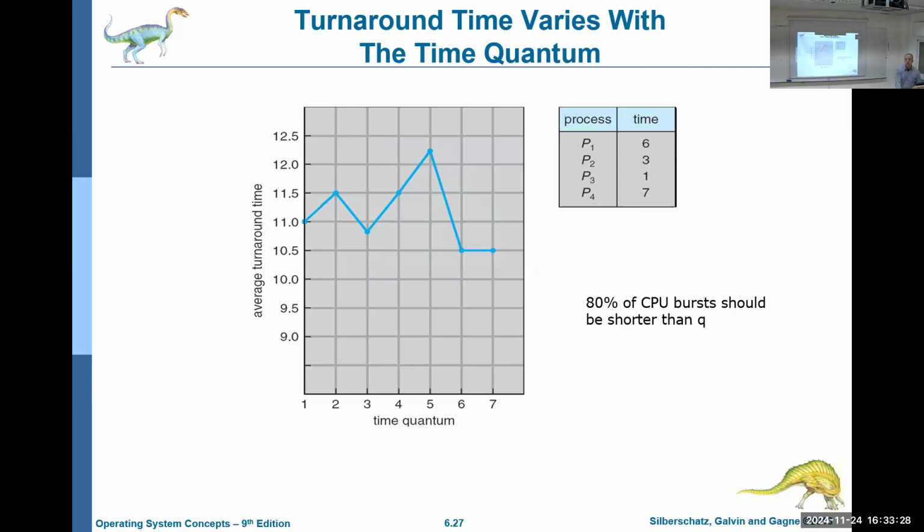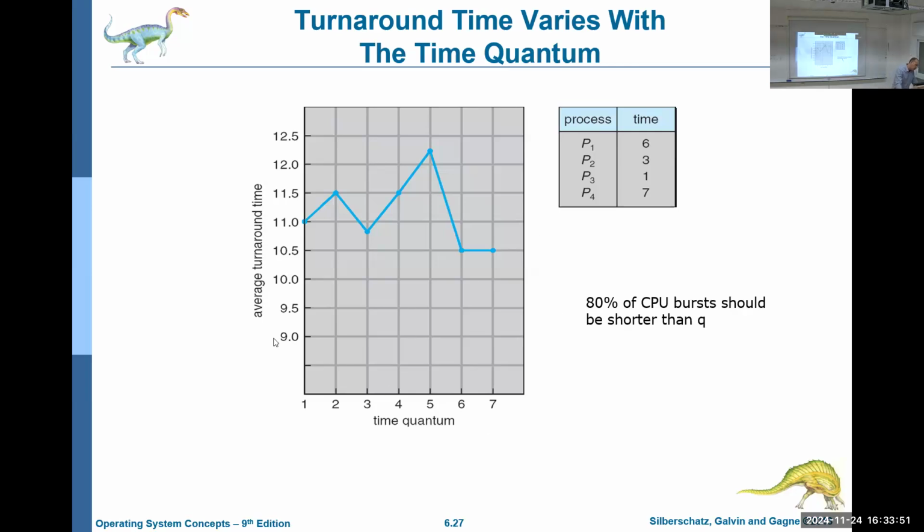If the quantum is very small, then the turnaround time for us, even for a small program, let's say only 10, but if the quantum is only 1, then he has to wait for everybody to go through many times. So the average turnaround time, he has to end up waiting for everybody in the list. So the truth is a small quantum is not so great.